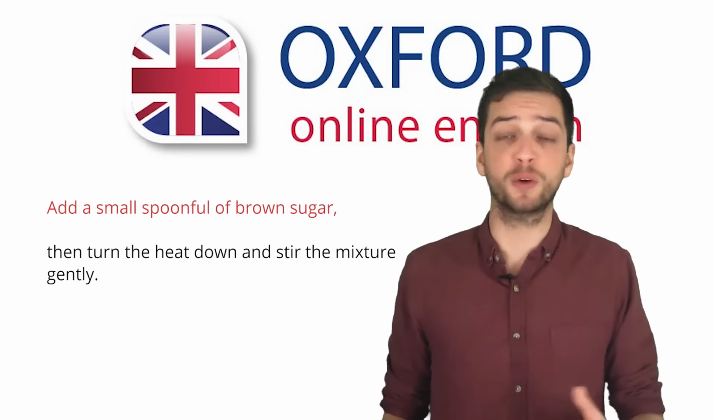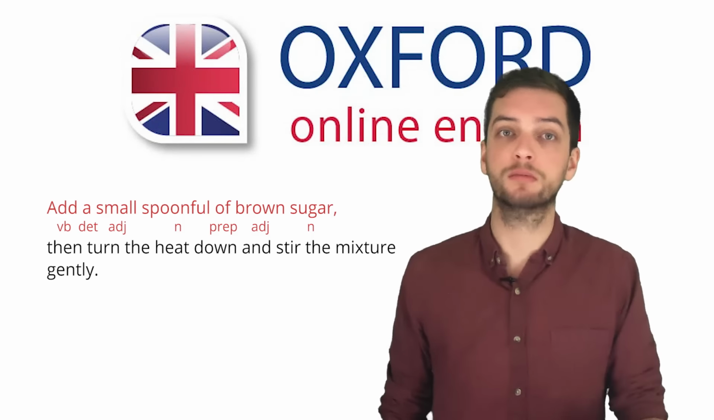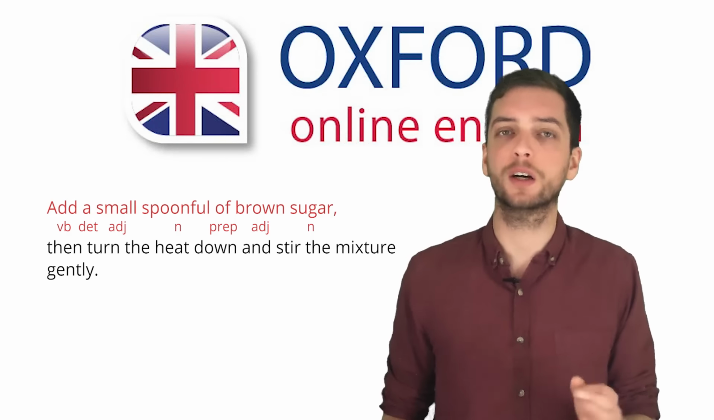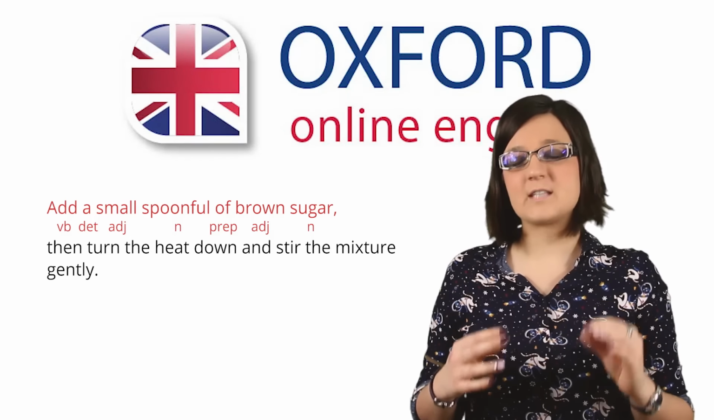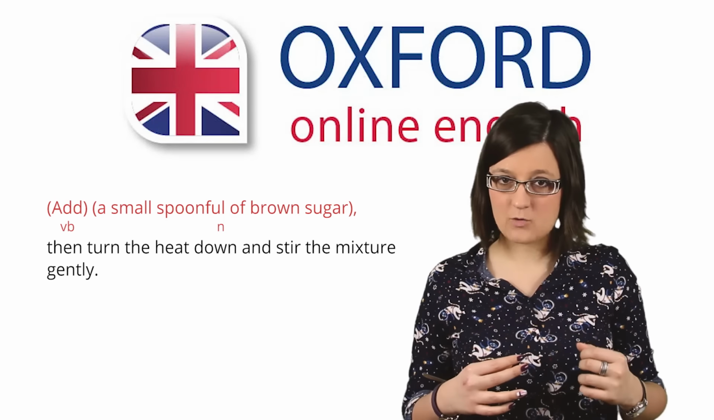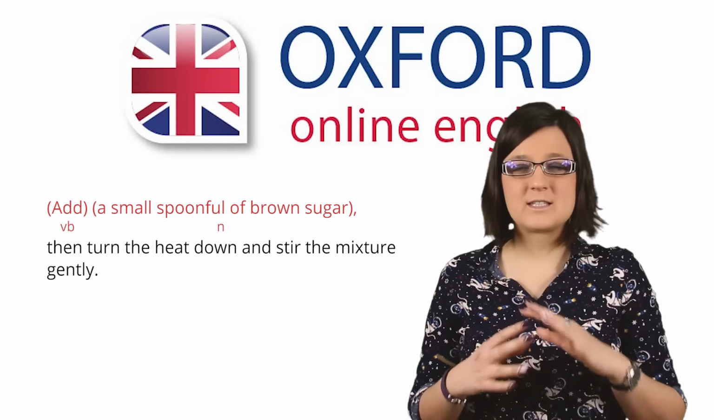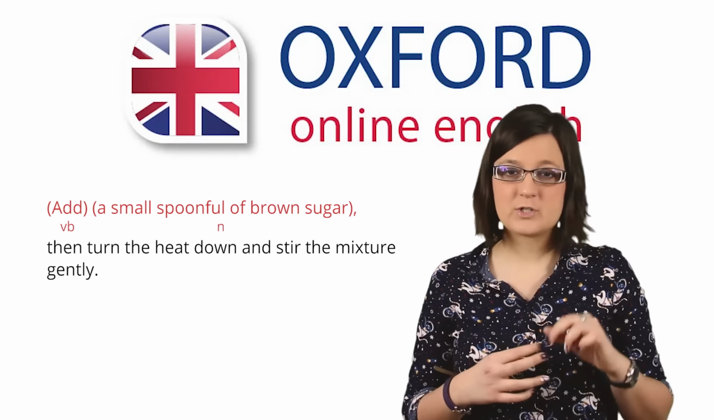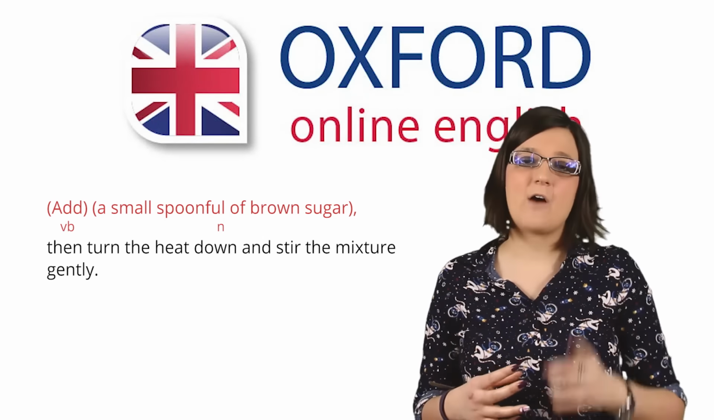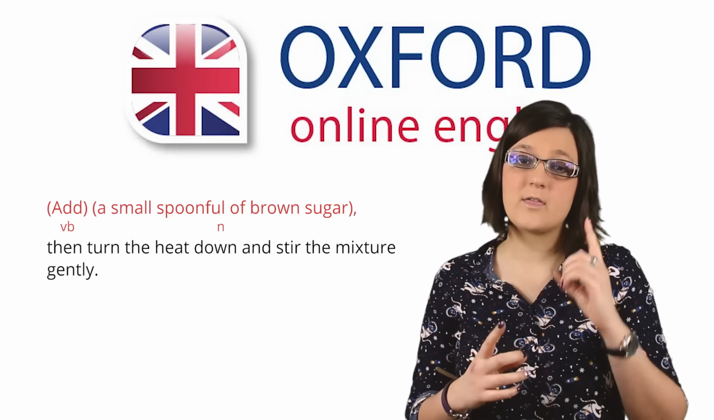Of course, you can go through it word by word. You can say add is a verb, a is a determiner, small is an adjective, and so on. But is that the most useful way of looking at it? It makes more sense to see this as a verb add and a noun a small spoonful of brown sugar. The noun is made of several parts of speech: determiners, adjectives, prepositions, and nouns. But together they have one meaning. These words refer to one thing.